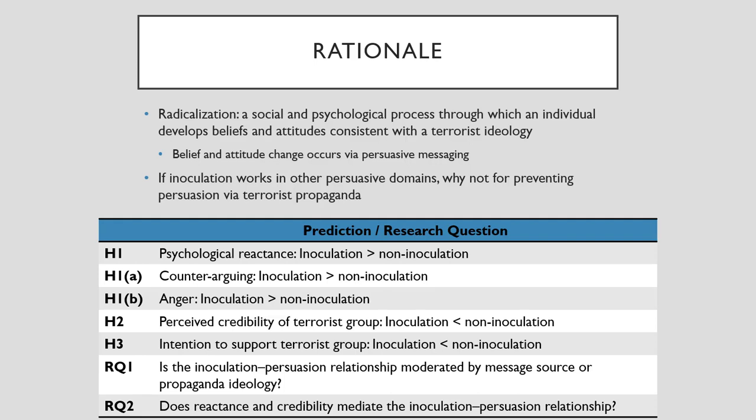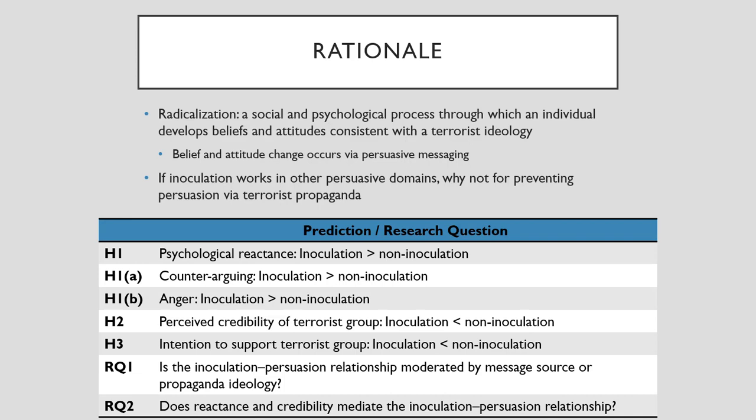Number one, I predict that people who are inoculated will feel greater psychological reactance in response to terrorist propaganda than those who aren't inoculated. They'll counter-argue more, and they'll feel greater anger in response to the terrorist message when they encounter it. My second hypothesis predicts that if a person receives an inoculation message relative to somebody who doesn't, they'll believe the group that developed the message, the terrorist propaganda, to be less credible. And finally, I predicted that if somebody's inoculated against terrorist messaging, they'll have less intention to support the group that developed the message.